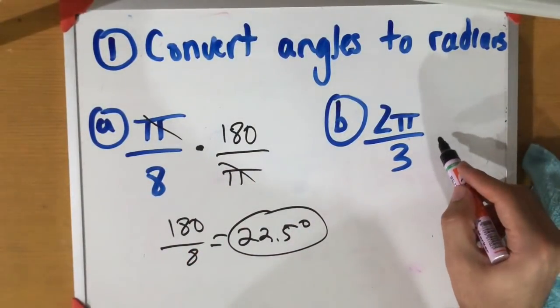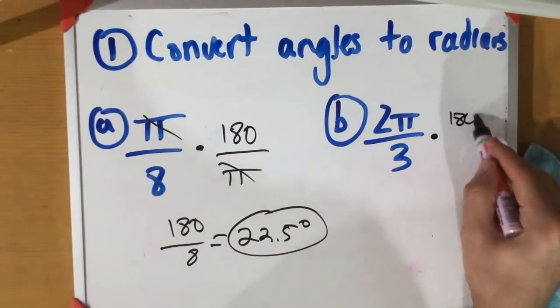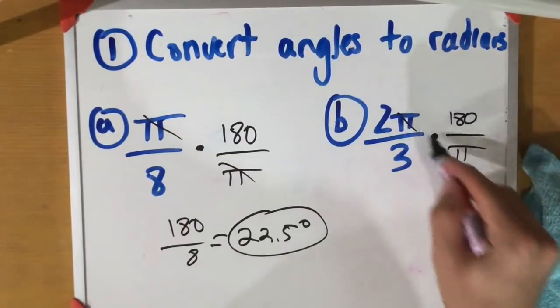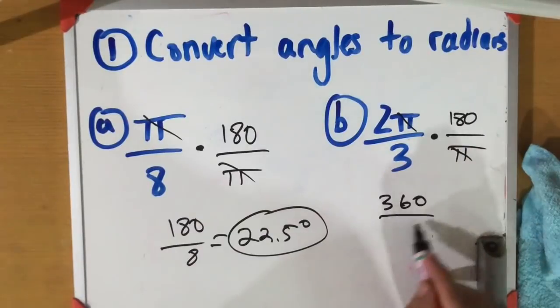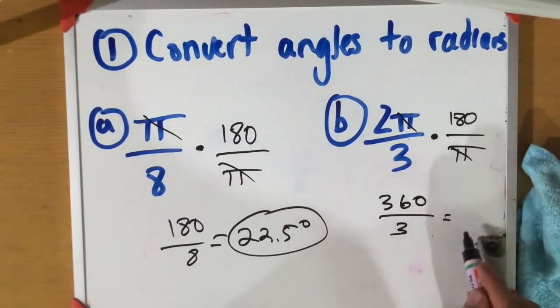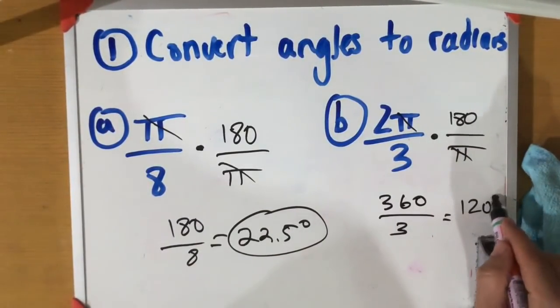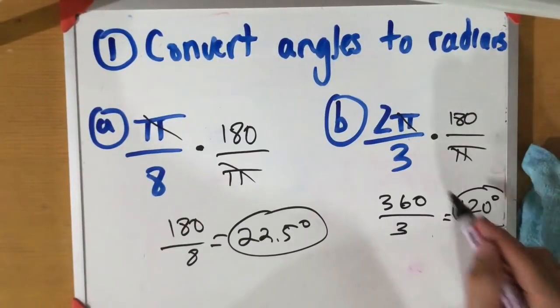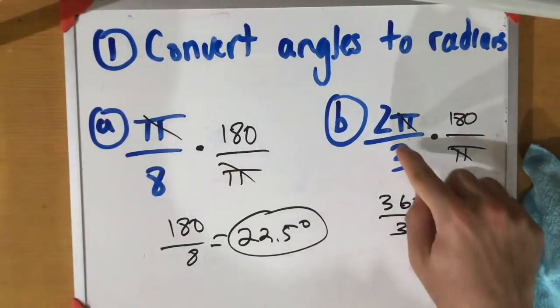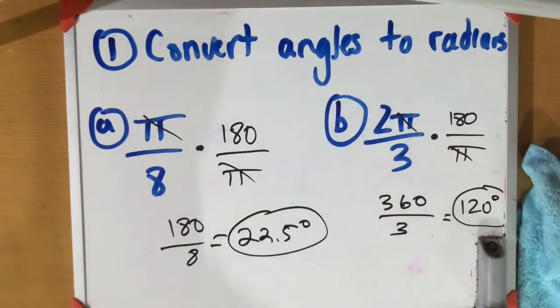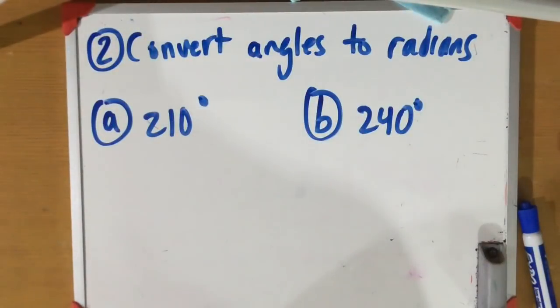Let's do the same thing here. Multiply by 180 over pi. The pi's will cancel out. 2 times 180 is 360. 360 divided by 3 will end up being 120 degrees. And again, these are equivalent to each other. We've just transformed from radians to degrees, but they mean the same thing. They're just different ways of measuring it.